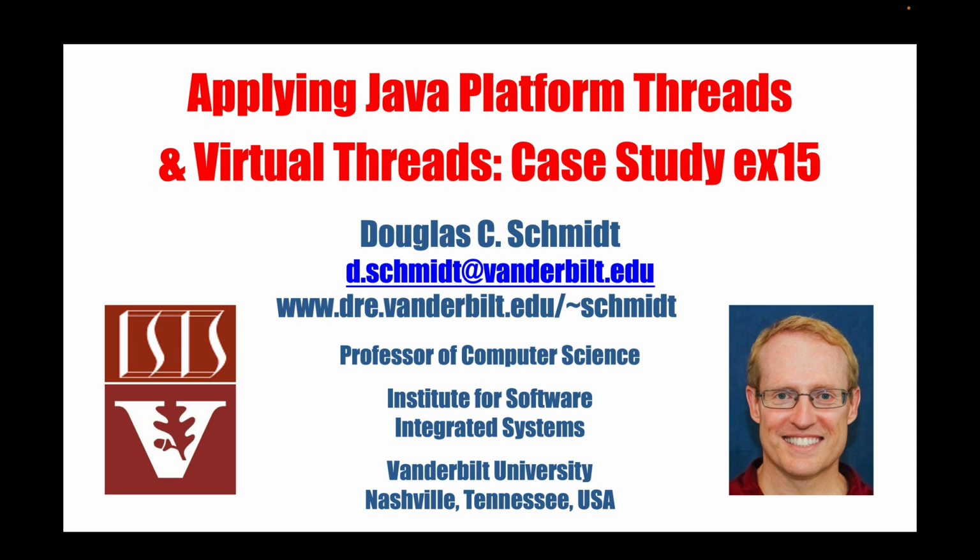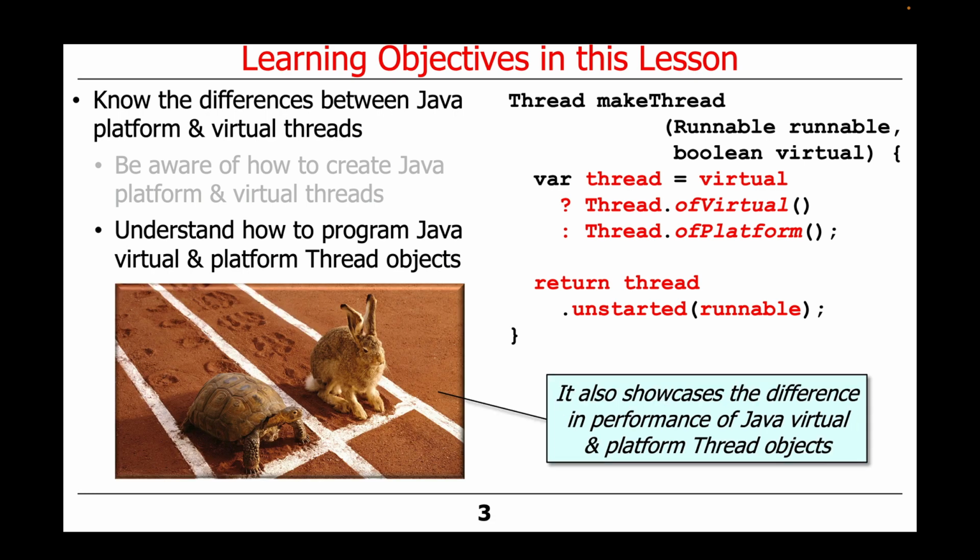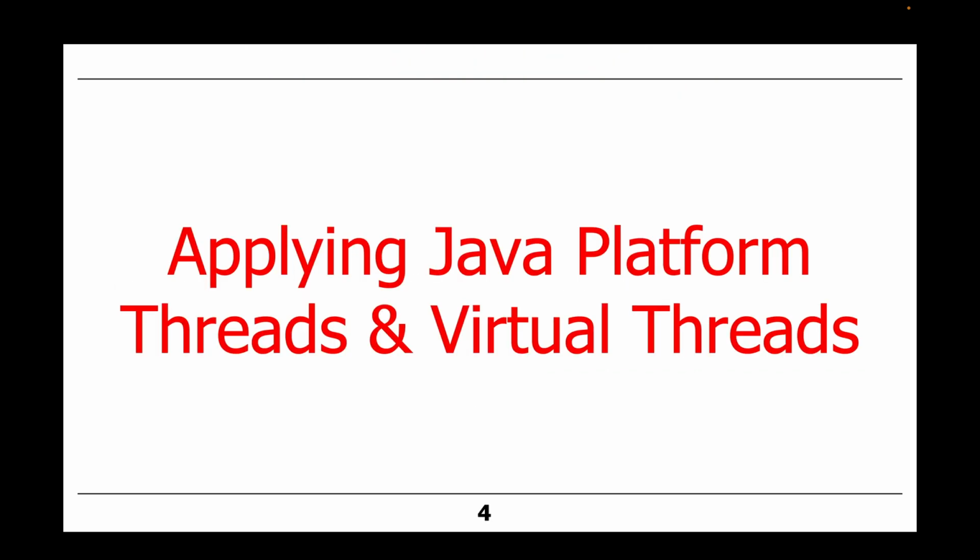Now that we've compared and contrasted Java platform threads and Java virtual threads, it's time to walk through the implementation of case study ex15. This case study demonstrates how to create, start, and use virtual and platform thread objects in very modern Java, in other words, Java 19 and beyond. This case study also showcases the difference in performance between Java virtual and platform thread objects.